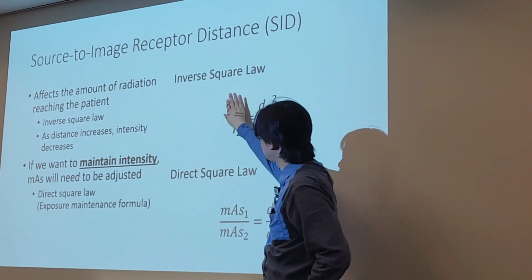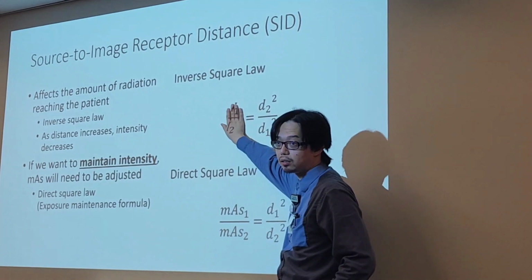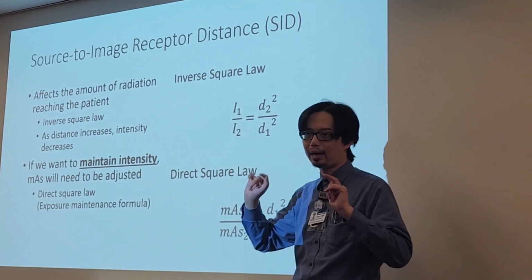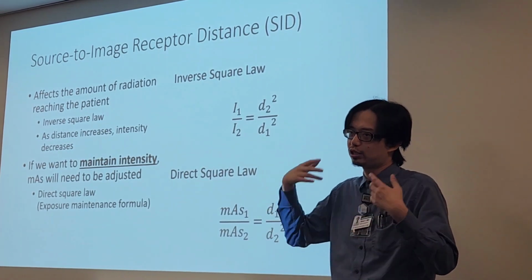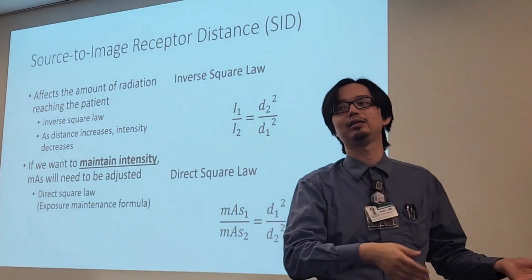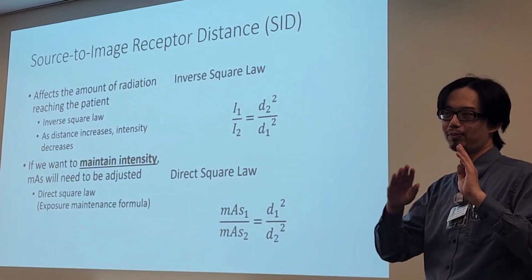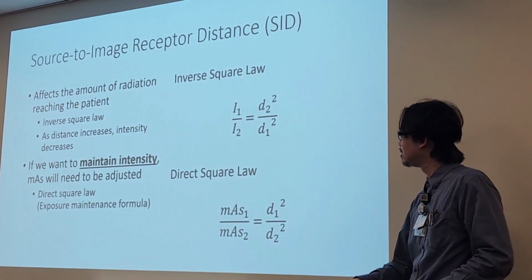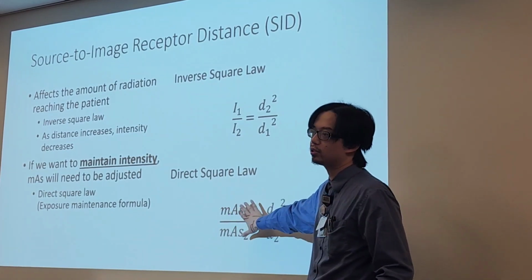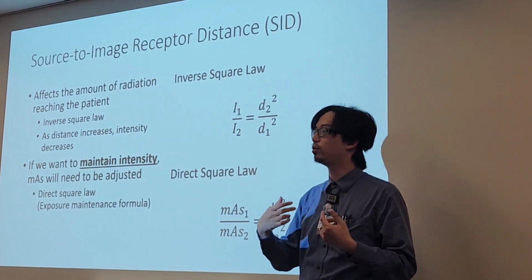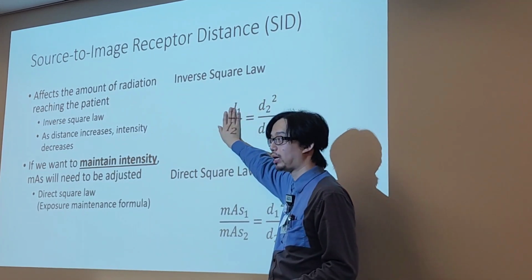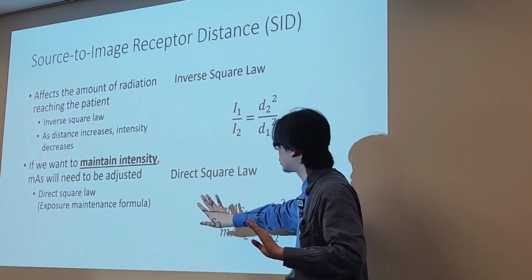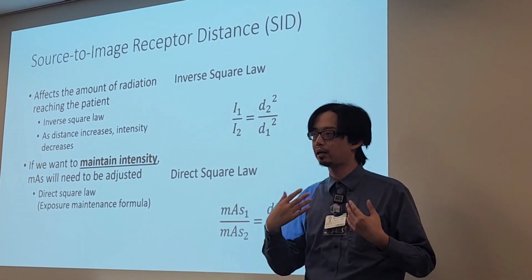And so here I replaced intensity with mass. Why? Because if we're trying to fix intensity, which factor do we use? We use mass, not KVP. Don't change KVP. You want to use mass first if you're adjusting the number of x-rays. So I increase my distance, number of x-rays go down, that's fine. I'll just raise my mass to make up for it.